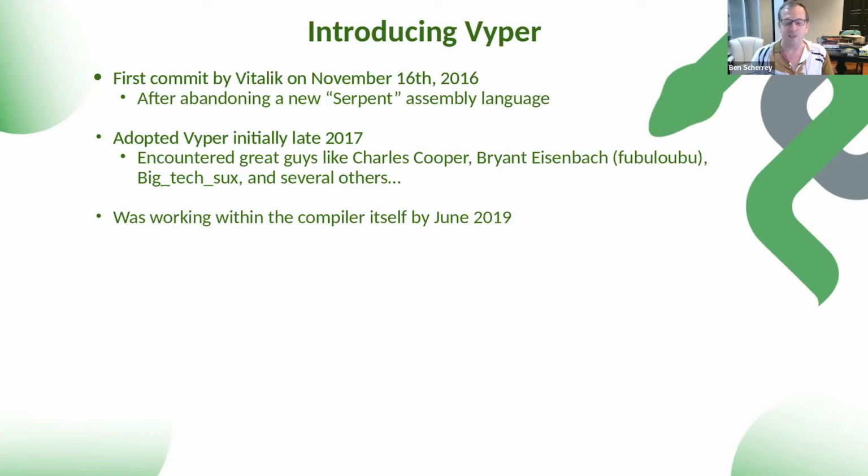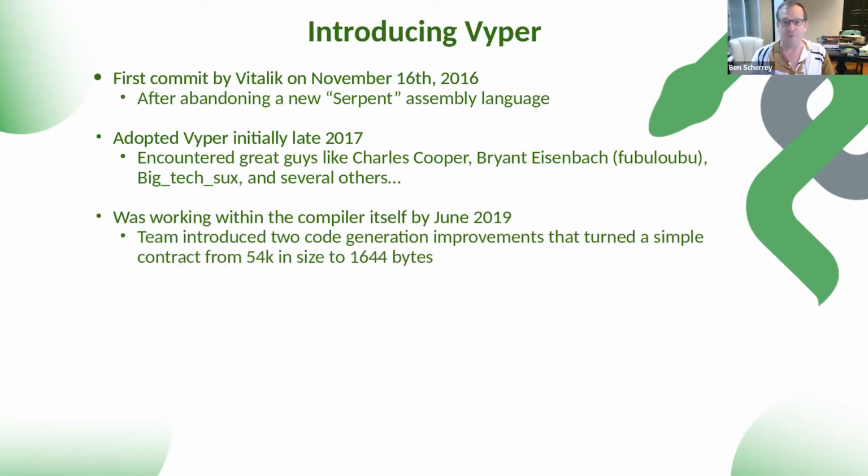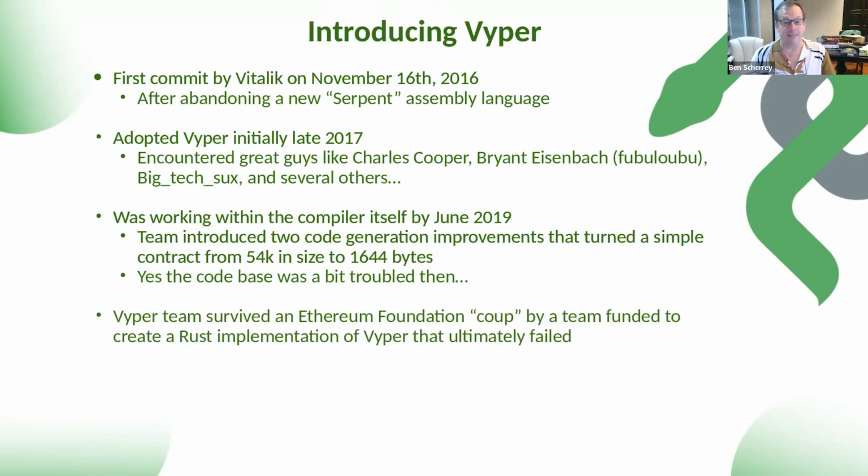I actually did some minor upgrades to the compiler itself with my team. We introduced 2 code generation improvements that turned a simple contract from 54K in size to 1,644 bytes. So there were some code generation problems with the Vyper compiler in early days. In fact, the Ethereum Foundation practically ran a coup against the Vyper team by funding a team to create a Rust implementation of Vyper that fortunately ultimately failed. So Vyper is written in Python, and then it uses this low-level language LLL that's now turned into its own intermediate representation. It's kind of a Lisp-like language to generate the code itself.